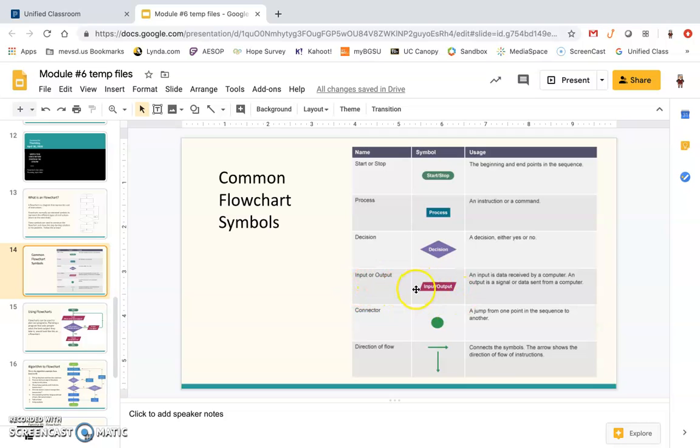Input or output is this, what is that, a parallelogram? I'm going to go with parallelogram. Input received by computer, or output that is given out by computer. So input that the user enters into a computer, and then also output that the computer gives back to the user. Connector, this one I don't use. I rarely see it used, so I'm just going to not even worry about it. But the direction of flow, this is very important. Connects the symbols, so you know which way the flow is going.